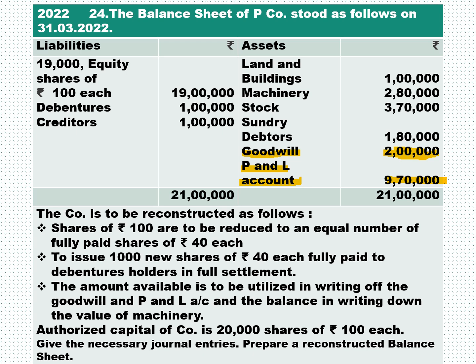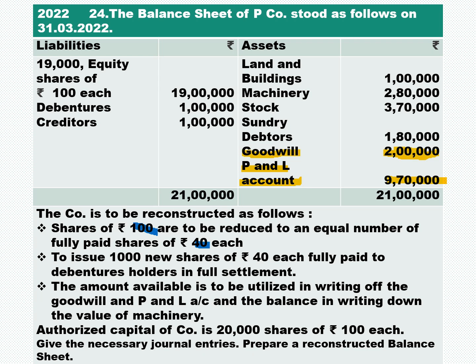Next we have this, the company is to be reconstructed as follows. Shares of rupees 100 each to be reduced to an equal number of fully paid shares of rupees 40 each. 100 rupees share is reduced to 40 rupees. Then capital reduction is 60 rupees. So 40 rupees is called new equity share and 60 rupees is called capital reduction.